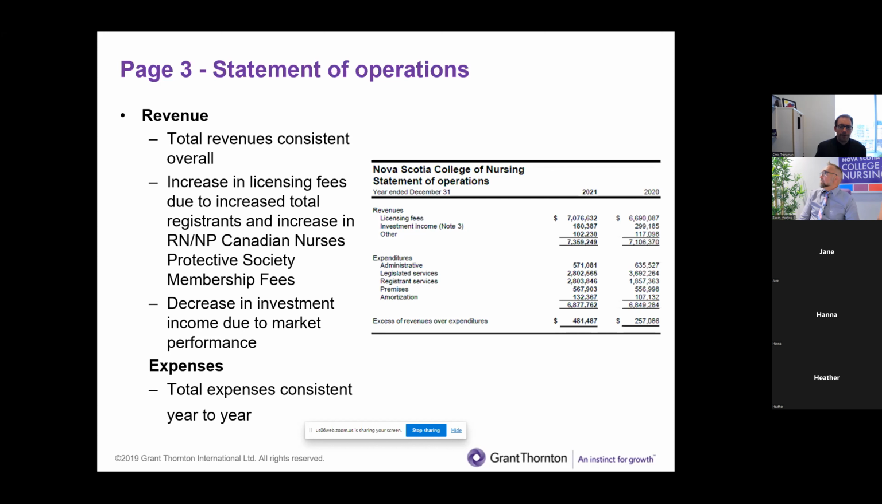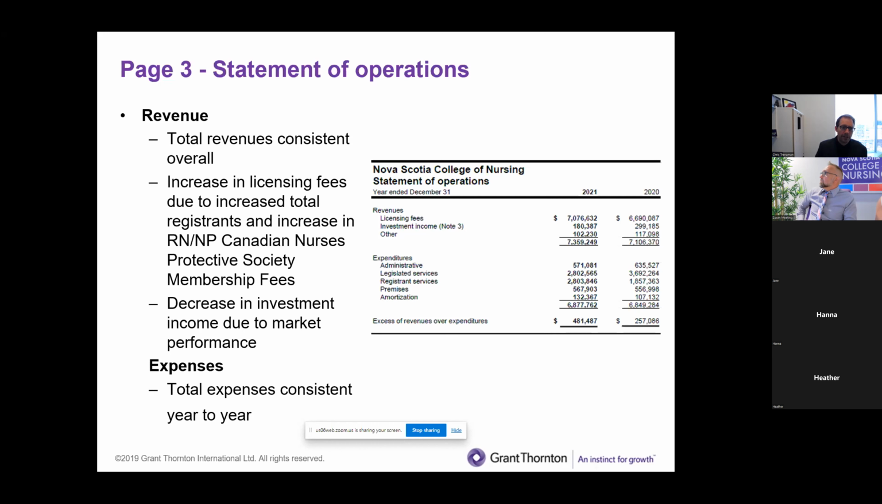If we look at the breakdown of those revenues, though, we do see a couple swings in the current year. The first is licensing fees. You'll notice that the licensing fees have increased from 6.69 million up to 7 million and change in the current year. And that's really driven by an increased total registrant number, as well as increases to the RN and Nurse Practitioner Canadian Nurses Protective Society membership fees. I would also like to note that although there is an increase in the licensing fees, this is not driven by an actual increase in the fees charged by the Nova Scotia College of Nursing.